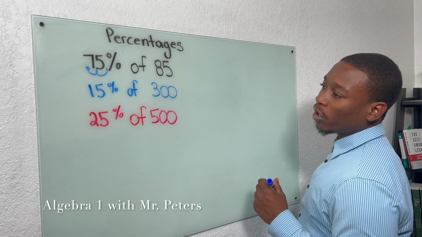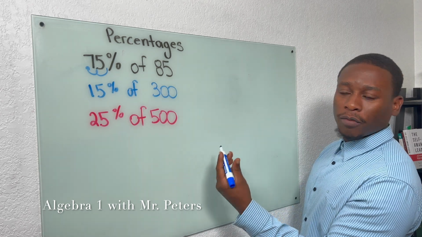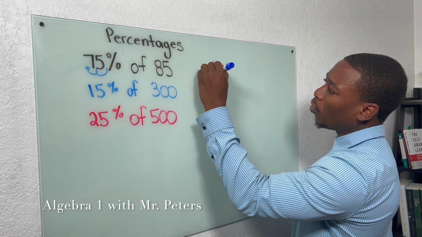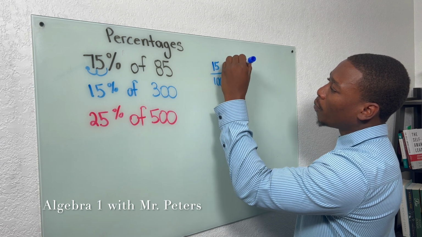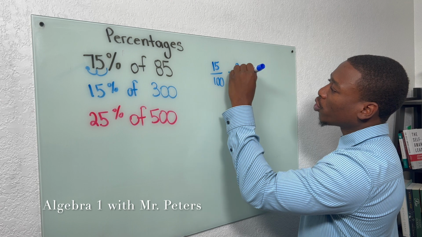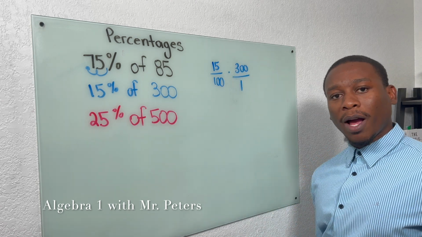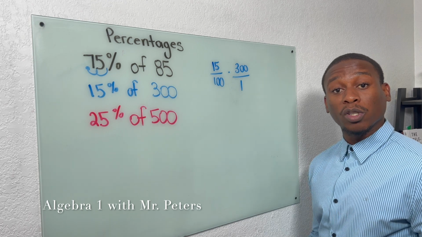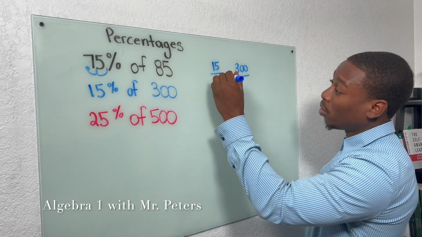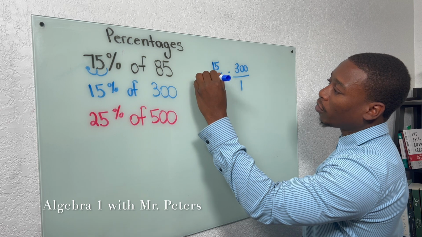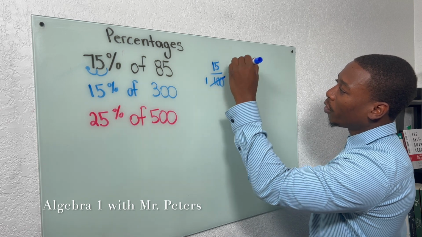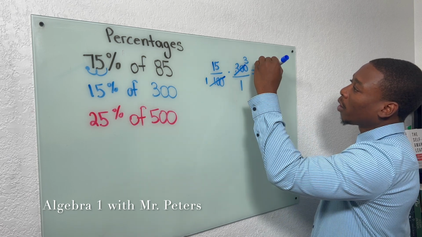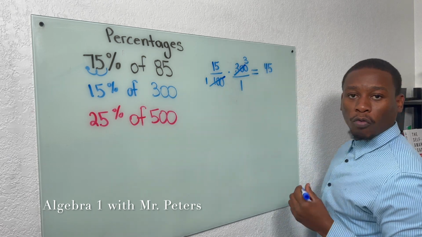So in our second problem, we have 15% of 300. So we could do the same thing. We could take 15 over 100, and we can multiply it by 300 over 1. Just remember, guys, that even at this step, we could simplify our fractions and cross cancel. So once I divide, I'll divide by 100 and have 1 here, divide by 100, have 3, and what we're going to get is 45 over 1.